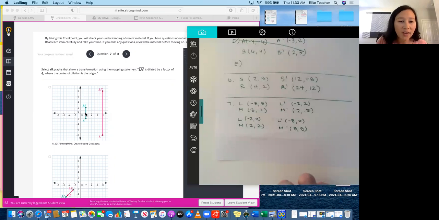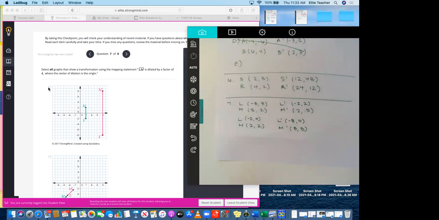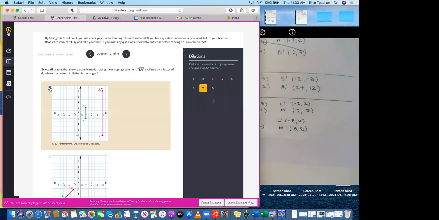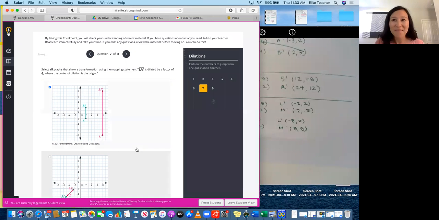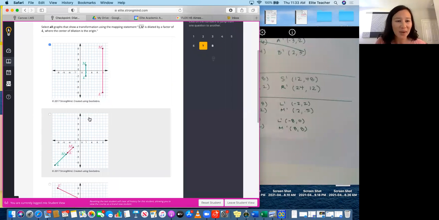And then you can check L is at 2, negative 2. So if you multiply that by 4, it should be at 8, negative 8. And it is. So you're right. So that one we would select. Too easy. You've got it. Don't doubt yourself.